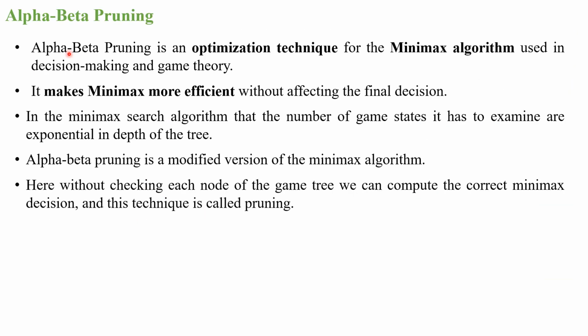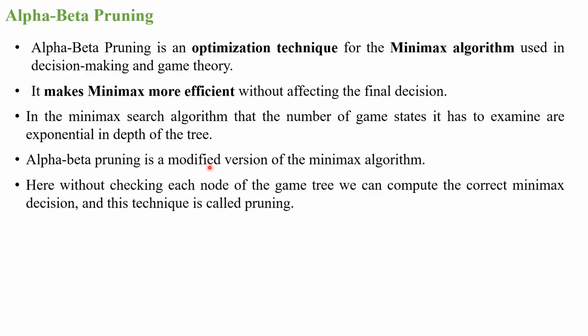The next type of algorithm is alpha beta pruning. Alpha beta pruning is an optimization technique for the Minmax algorithm used in decision making and game theory, which makes Minmax more efficient without affecting the final decision. In Minmax, the number of game states increases exponentially as the depth of the tree increases.